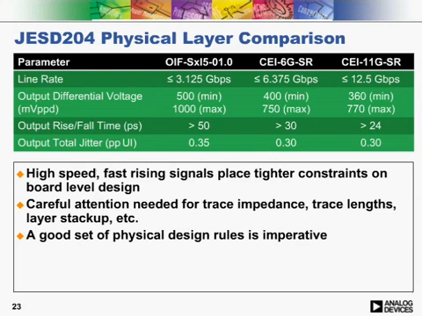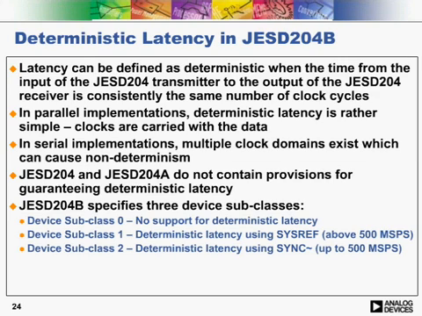One must have a good set of physical design rules to work from in order to have a properly working system. I had mentioned deterministic latency a few times, so let's take a closer look to understand this a little better. Latency is defined as deterministic when the time from the input of the JESD204 transmitter to the output of the JESD204 receiver is consistently the same number of clock cycles.